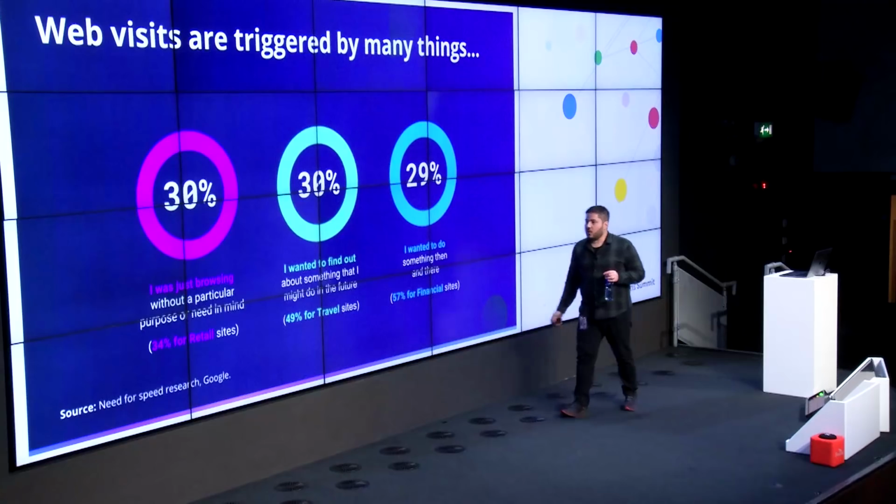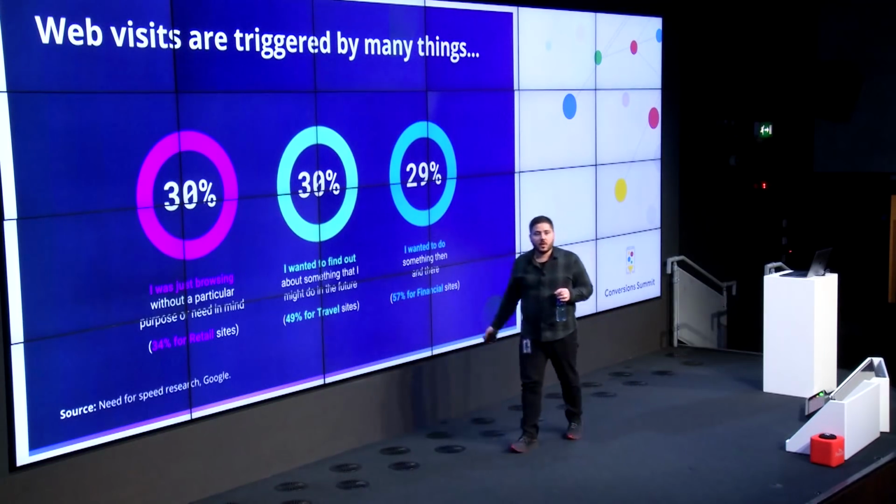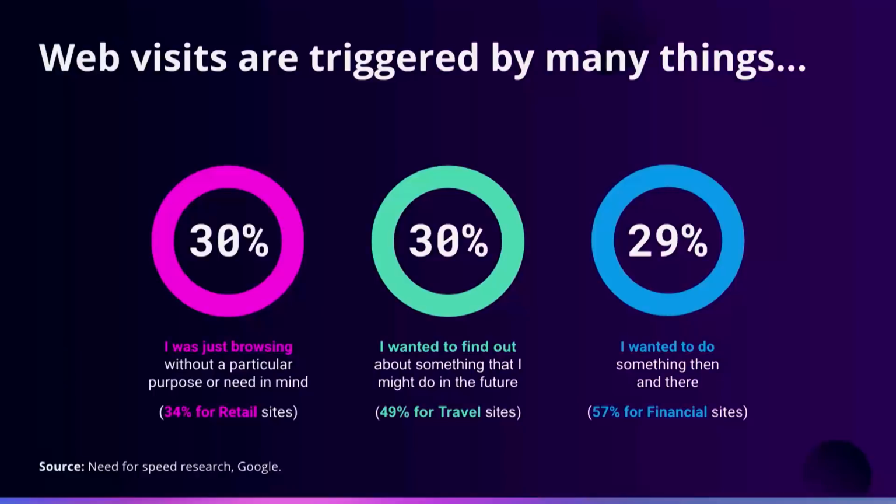So let's look at intention first. 30% of users are generally just browsing, on your commute to work. When you're just waiting for an appointment in a doctor's office, you're just browsing. You have no real thing that you're trying to do. But for verticals, this changes. So for retail, that might go up a little bit, 34%.